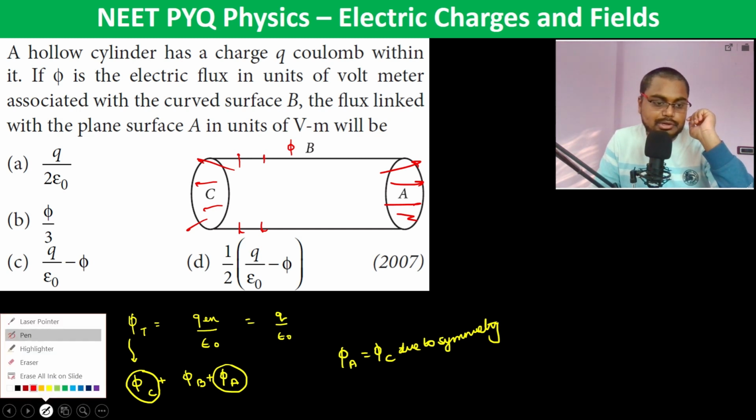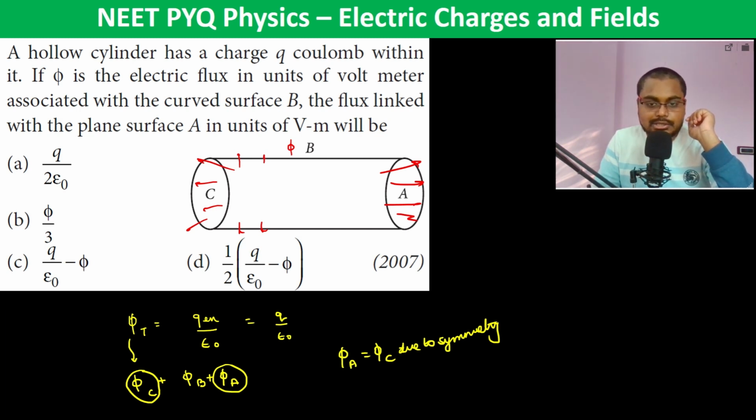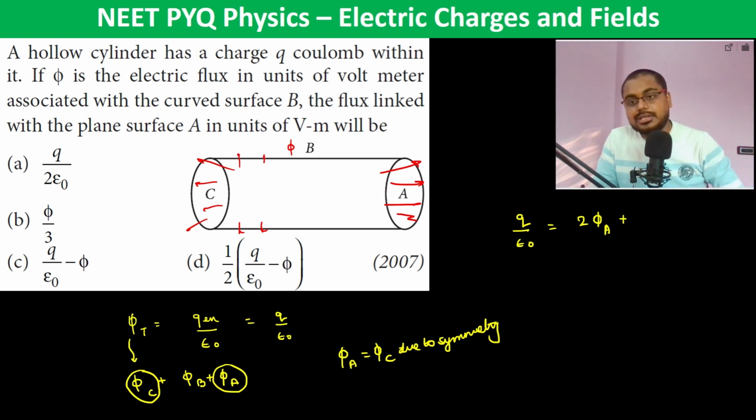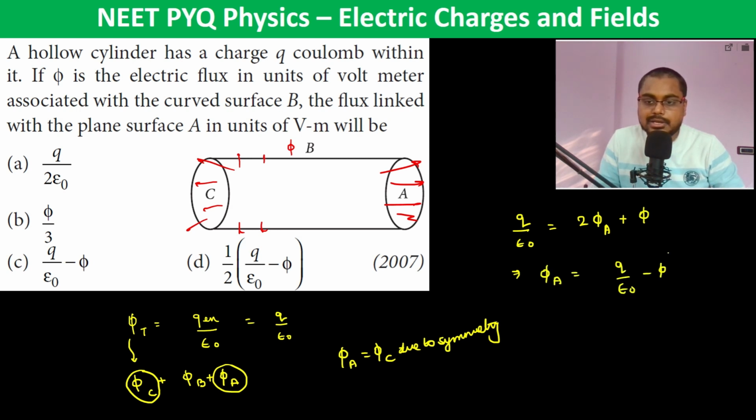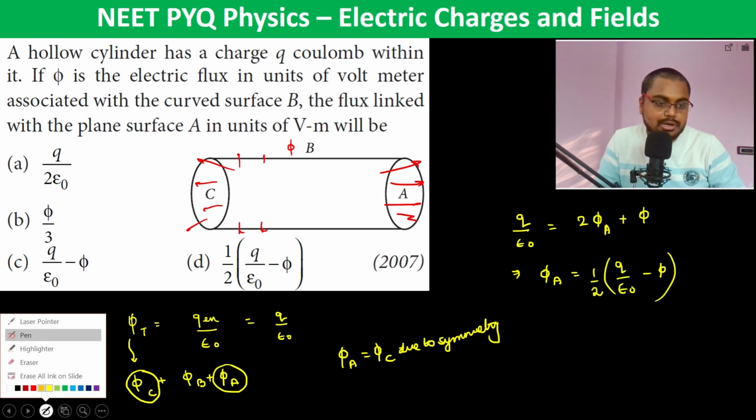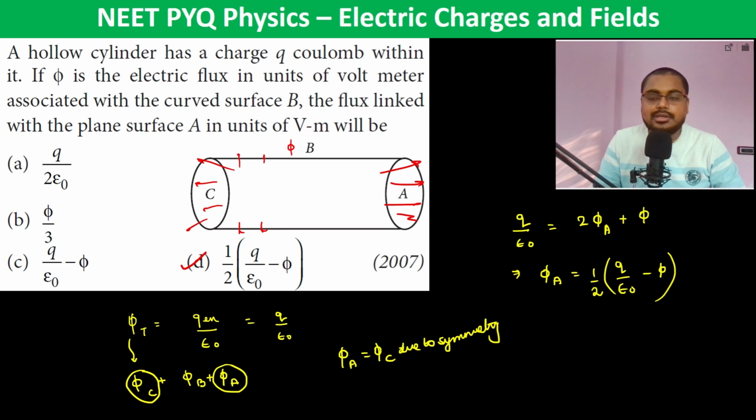So therefore I can write here that Q by epsilon naught is equal to 2 into phi, flux due to A, plus flux due to B, which is given here as phi. So flux through A is going to be Q by epsilon naught minus phi into 1 by 2. So therefore D is going to be the answer.